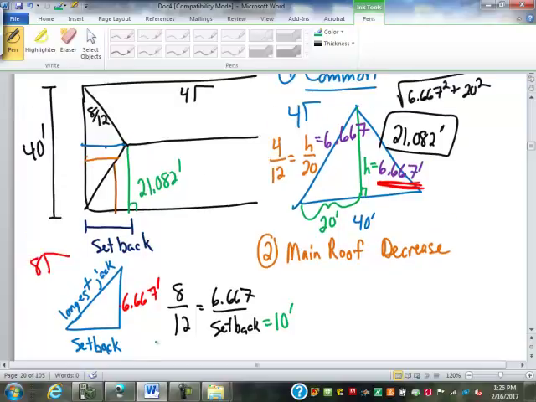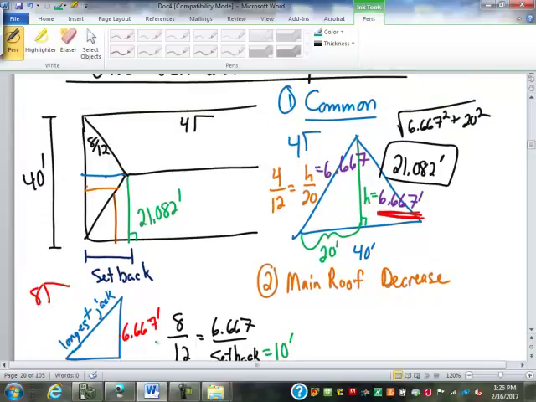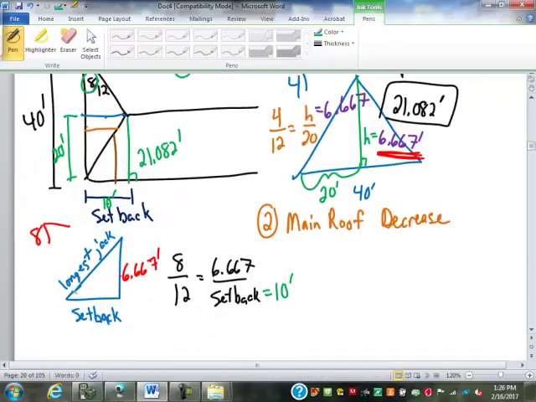Now, in this case, it's very, very common on hips to have the slope of the hip be exactly double the slope of the common rafter. And when that's the case, the setback is always half of what it would have been. So this here, the half span is 20 feet. Half of that is 10 feet. Makes sense? So we've got a 10-foot setback. So this here is 10 feet.